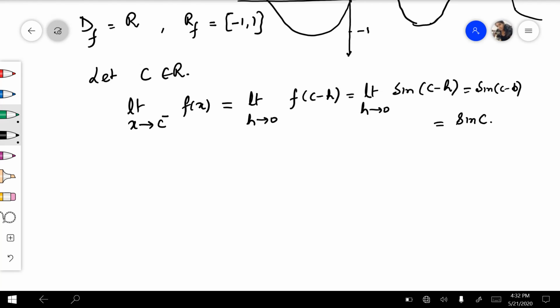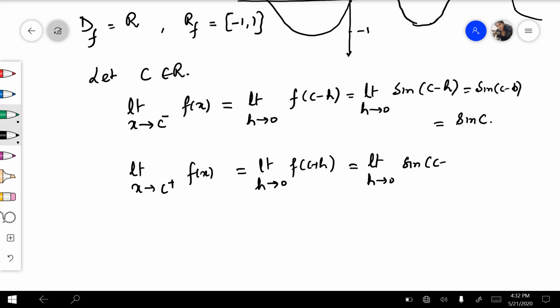इसी तरह से हम इसका राइट हैंड लिमिट कैलकुलेट करेंगे. Limit x approaches c plus of f of x, जो कि इक्वल हो जाएगा limit h goes to 0 f of c plus h, which equals limit h goes to 0 of sine of c plus h, which equals sine of c plus 0, or sine c plus 0 is equal to sine of c. Also, f of c is equal to sine of c.